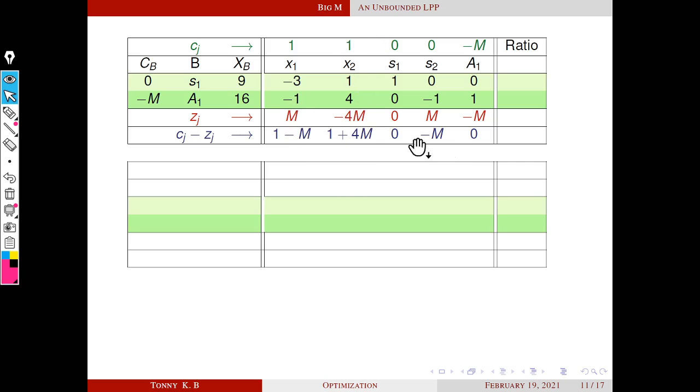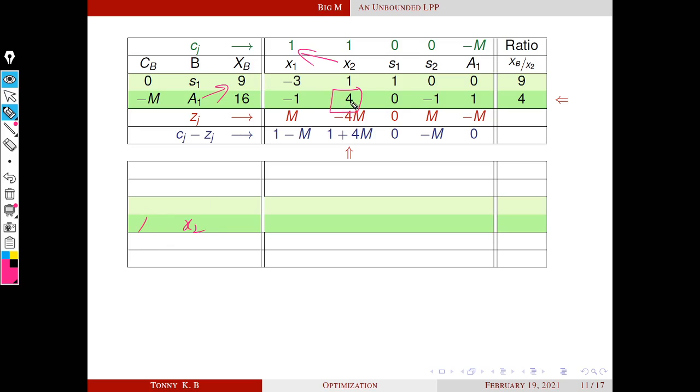This is not an optimum table. It contains a positive quantity, so this is our entering variable. Then you take the ratio, that is 9 by 1 and 16 by 4. Then the minimum is corresponding to A1, so this is our pivot element. So A1 will leave the basis, X2 will enter the basis. X2 will enter the basis means this entry is X2 and the corresponding cost is 1.